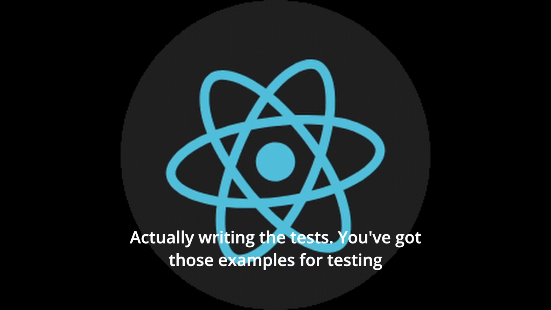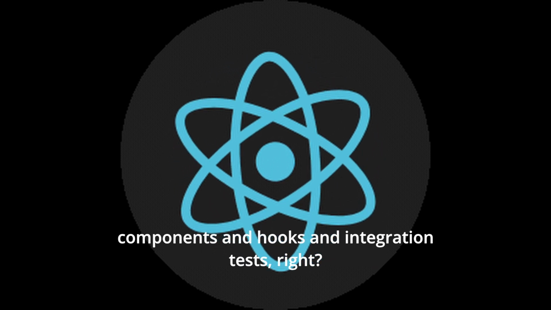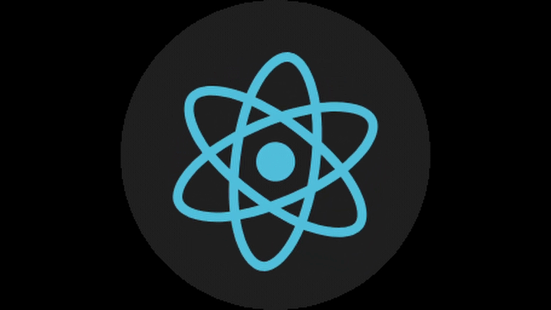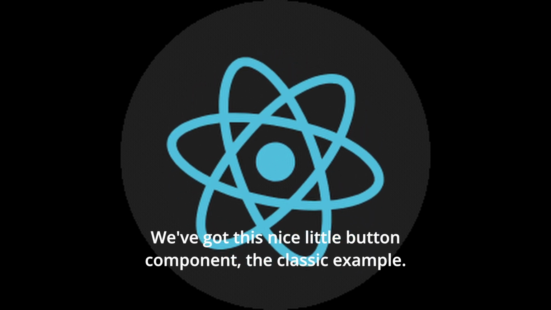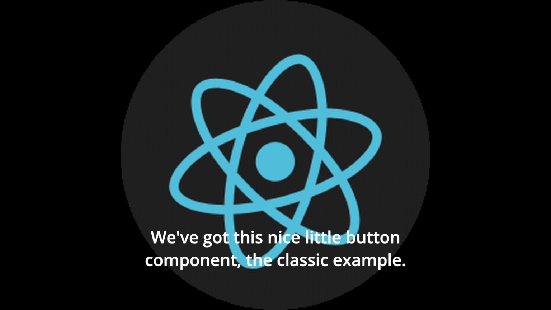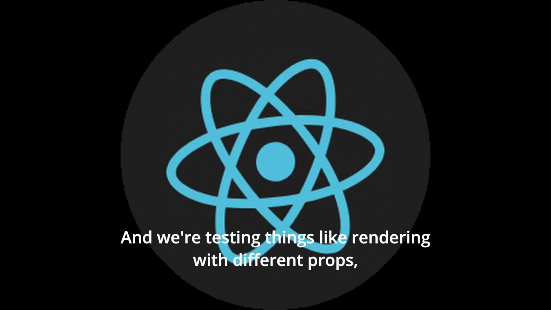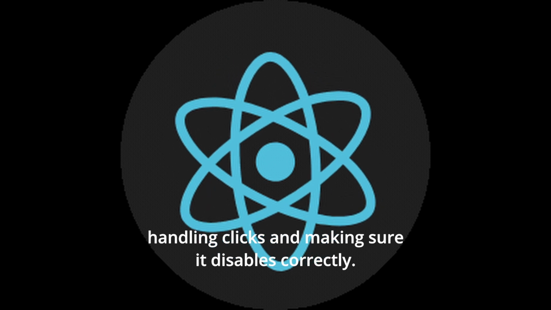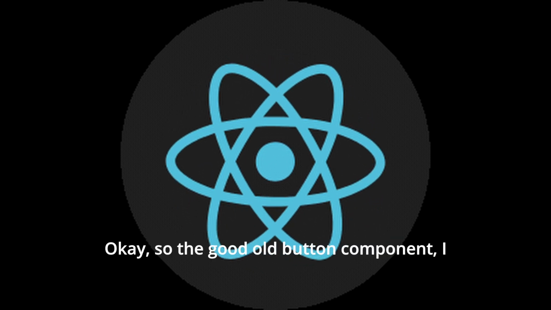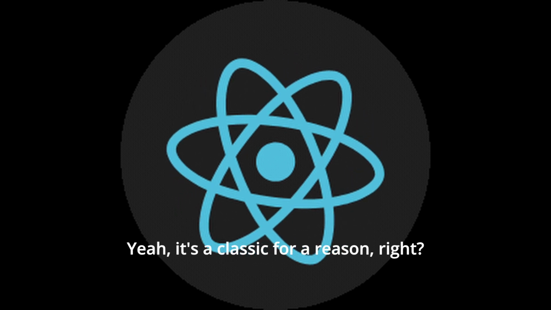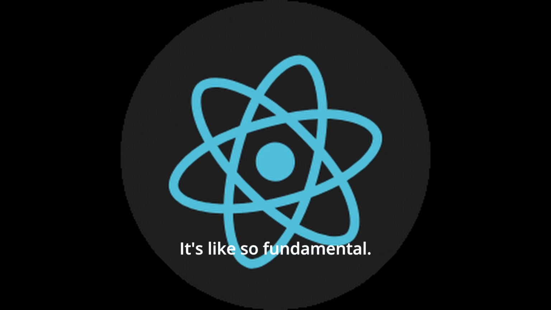Actually writing the tests. You've got those examples for testing components, hooks, and integration tests, right? Yep, exactly. Where should we start? Let's start with components. We've got this nice little button component, the classic example. And we're testing things like rendering with different props, handling clicks, and making sure it disables correctly. I feel like every coding tutorial starts with that. Yeah, it's a classic for a reason. It's so fundamental.